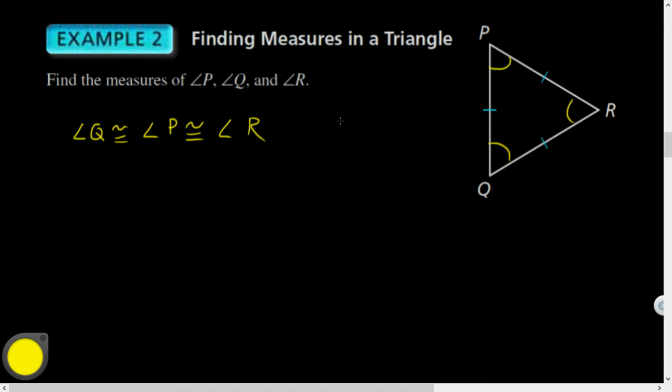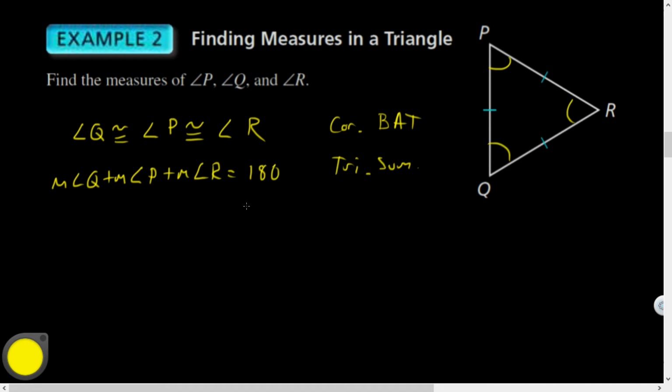So this is the corollary. Then by triangle sum theorem, try some potato chips. I know that measure of angle Q plus measure of angle P plus measure of angle R is equal to 180. By definition of congruence, I also know that because these are all congruent, then their measures are equal. I guess I probably would have thrown that in here, but that's fine.